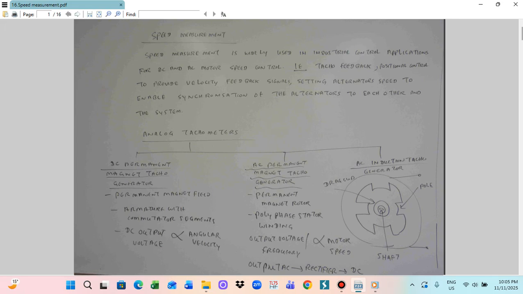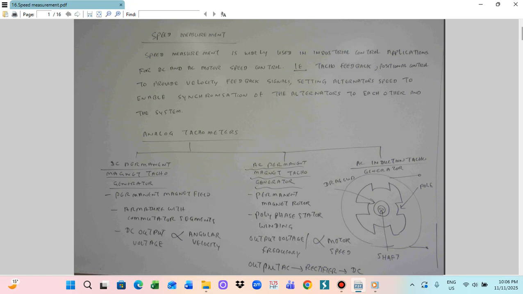Another method is a stroboscopic light. A stroboscopic light is a flashing light. When the speed frequency is equal to the light flashing rate, you can see the shaft stationary. In industry, we mostly utilize the tachometer. It can not only measure the speed, it can also provide positional control, provide the velocity feedback signal, and set the appropriate speed of the alternator to enable synchronizing of the alternator.